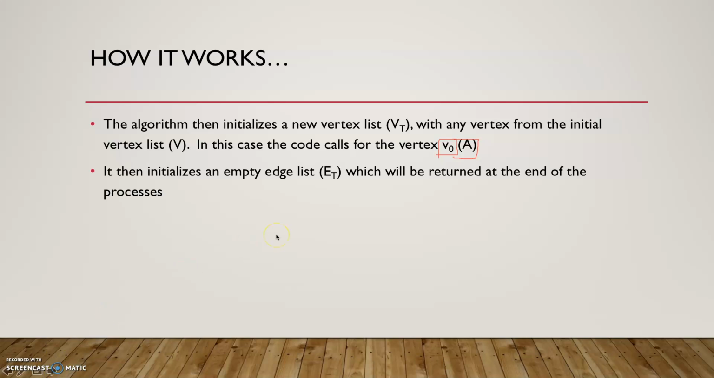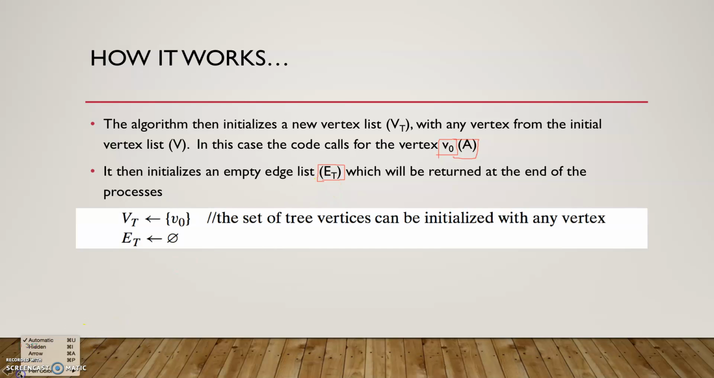After this, it initializes an empty list, ET, and this empty list will hold the value for the minimum spanning tree we are trying to find, and this list, once filled, will be returned at the end of the function. And you can see that here in these lines. The vertex list is created, it is inserted with the V0 of the initial V list, and the empty edge list is created here as well.